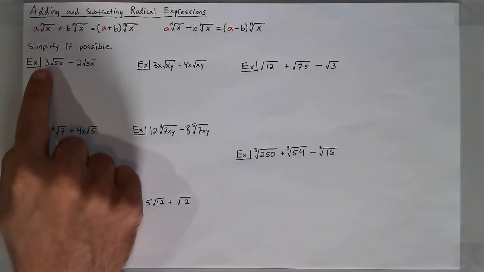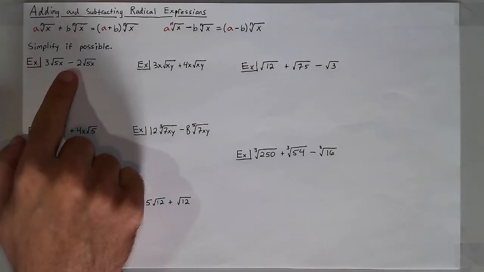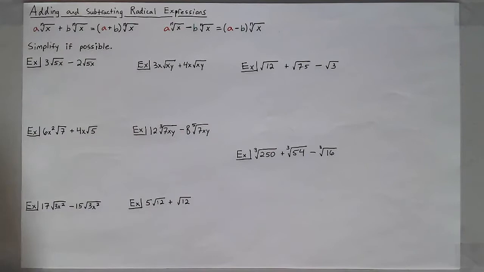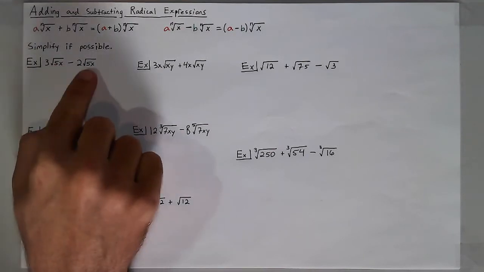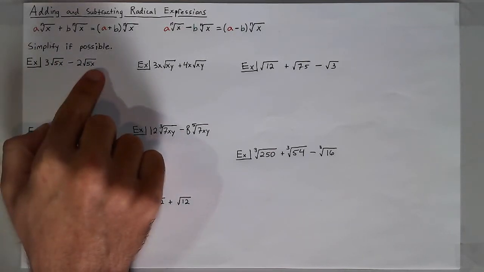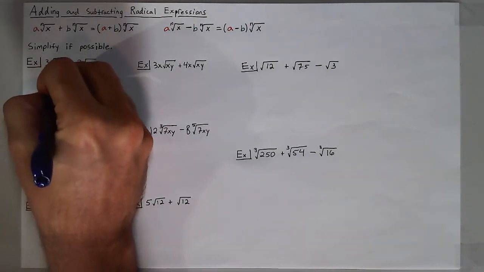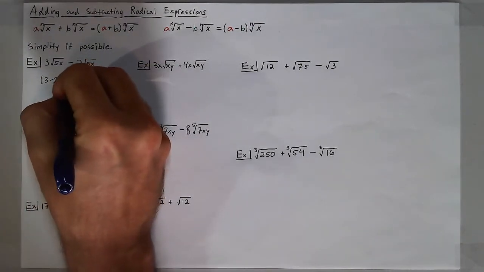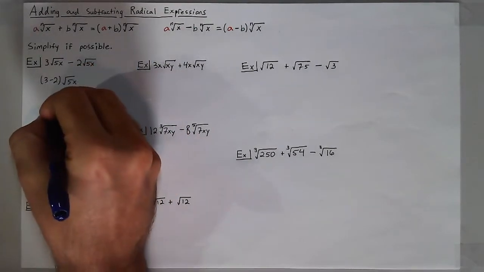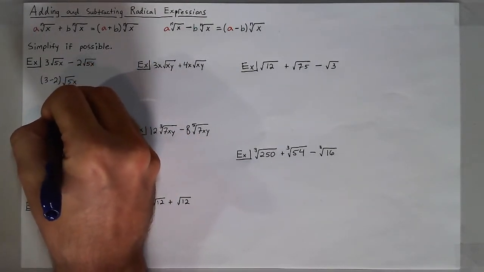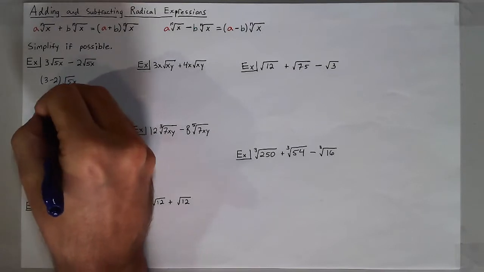Now here we have 3 square roots of 5x minus 2 square roots of 5x. Now the radicals are both square roots and the radicands are both 5x, so these can be combined into 3 minus 2 times the square root of 5x. 3 minus 2 is 1, so we just end up with the square root of 5x.